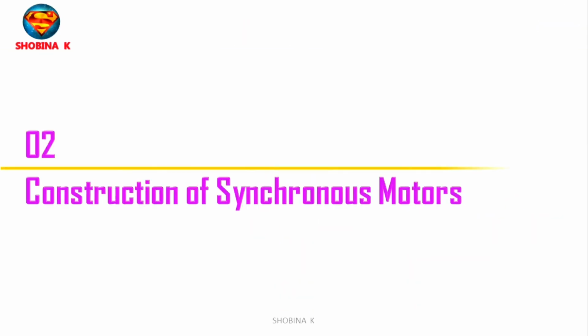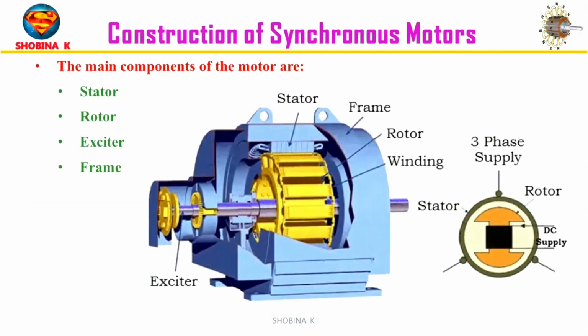Next, let's see the construction of synchronous motor. Talking about the structure of synchronous motor, it is similar to that of other motors. Stator and rotor are the main parts of synchronous motor, while a frame is the cover, and both stator and rotor make up the electric and magnetic circuitry of the synchronous motor. The main components of the motor are stator, rotor, exciter, and frame.